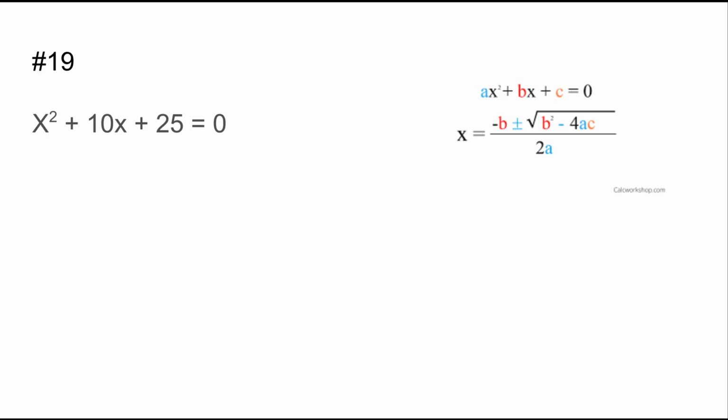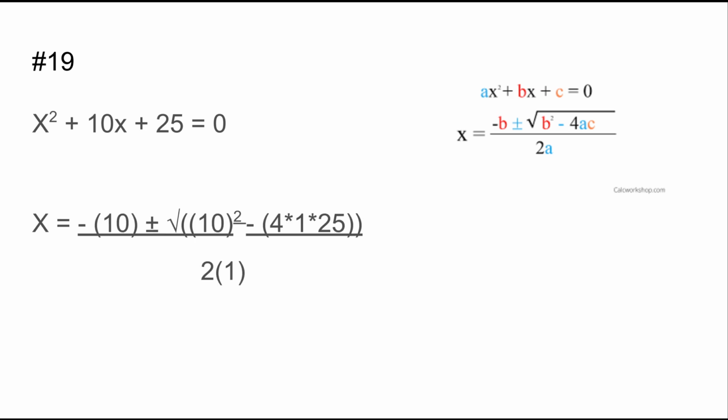Next, 19. Oh, it already equals 0, so we don't have any extra steps on this one. We just get to start solving. So negative 10 plus the square root of 10 squared minus 4 times 1 times 25, enter, divided by 2, x equals negative 5. And now let's subtract. Negative 10 minus the square root of 10 squared minus 4 times 1 times 25, enter, divided by 2, x equals negative 5. And so since it's the same number, no matter if we add or subtract in our formula, we're just going to write it once. There is only one solution, negative 5.